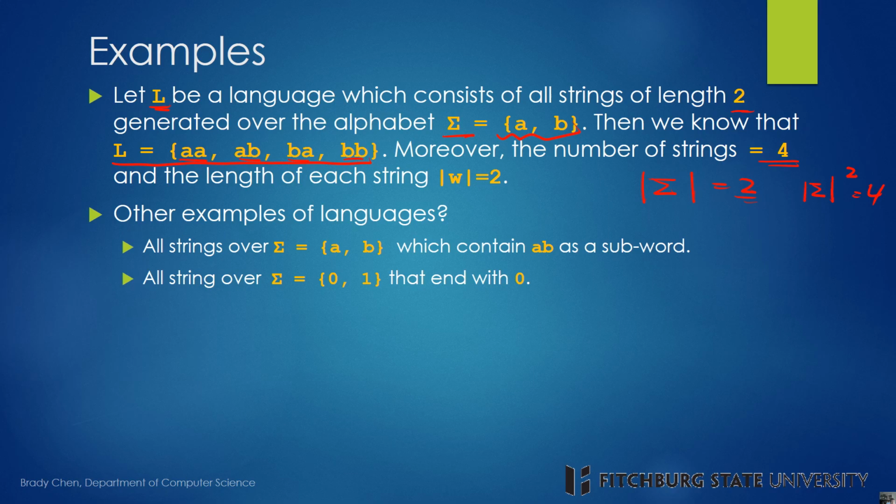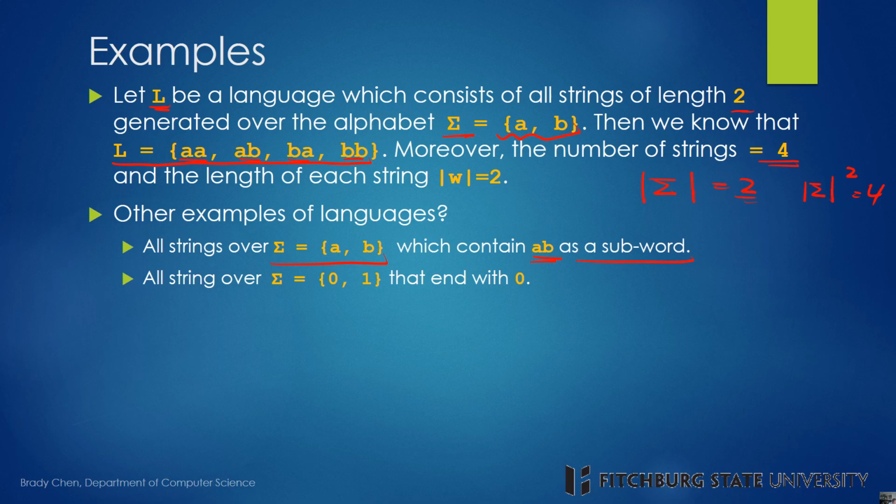Now, here are some other examples of languages. So let's say the language of all strings over the sigma, which contains A and B, which contains AB as a subword. Now this is different from the previous example. So now, which string contains AB as a subword?